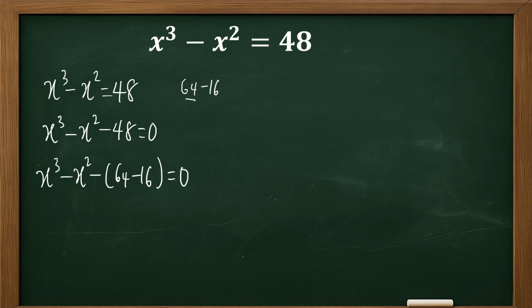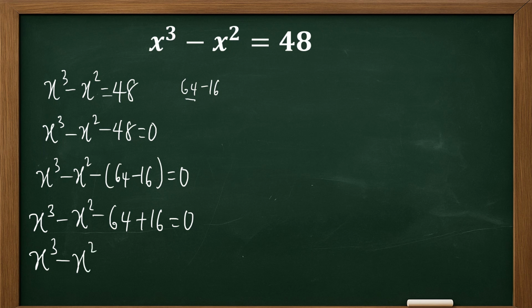And from here, I can split this as x to the power of 3 minus x to the power of 2 minus 64 plus 16 after distributing equals 0. Here I'm going to have x to the power of 3 minus x squared. 64 can be written as 4 to the power of 3. So we have minus 4 cubed, while 16 can be written as the square of 4, equals 0.